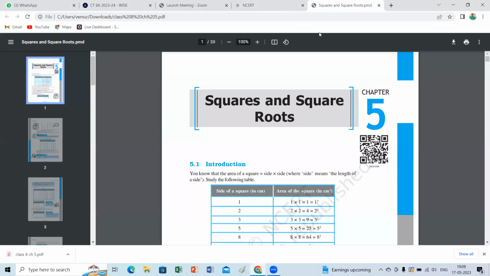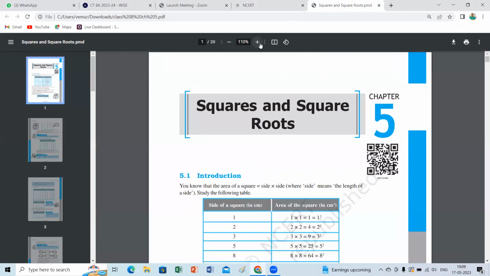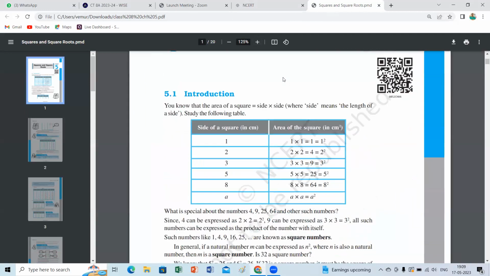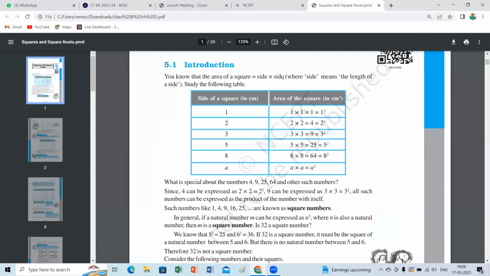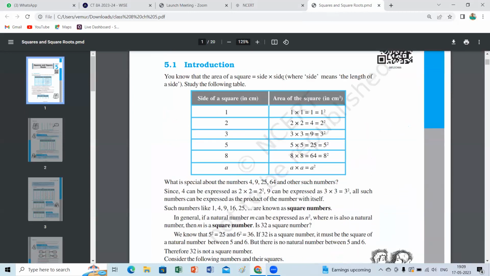Squares and square roots. Today's topic is squares and square roots. Children, it's a most important and very easy chapter, easy to score marks. There is not much hard work here to practice. We only have to remember a few things about squares and square roots. What are square numbers? Suppose you know the area of a square; the word square we are familiar with.